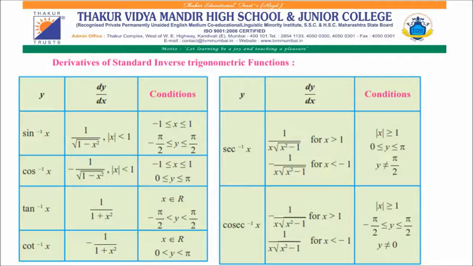So you can see that all the terms which have CO written before them, the CO terms, their derivatives are negative. See, in cos we have CO, its derivative is negative. In cot we have CO, its derivative is also negative. In cosec also we have CO, so its derivative is negative. So remember that whenever you have derivatives of cos, cot, cosec, then their derivative would have a negative sign.